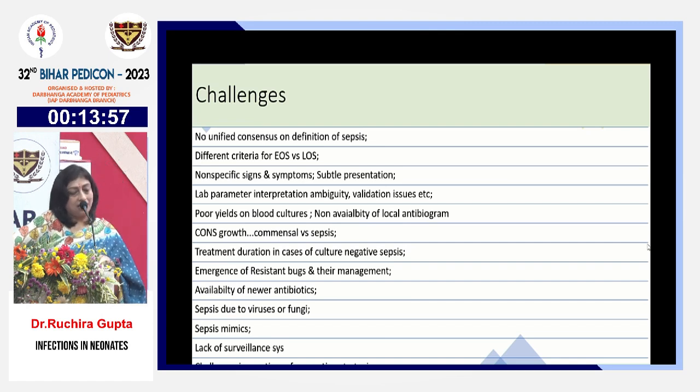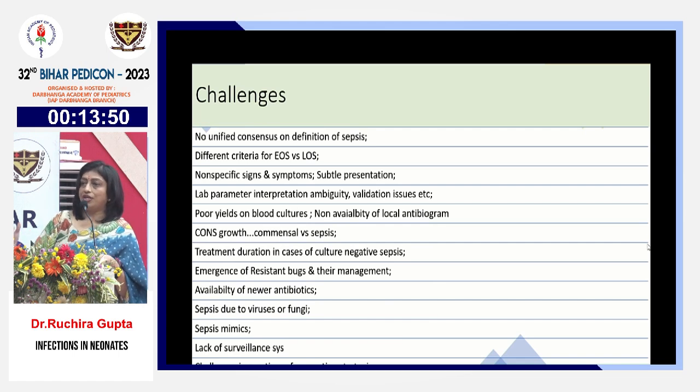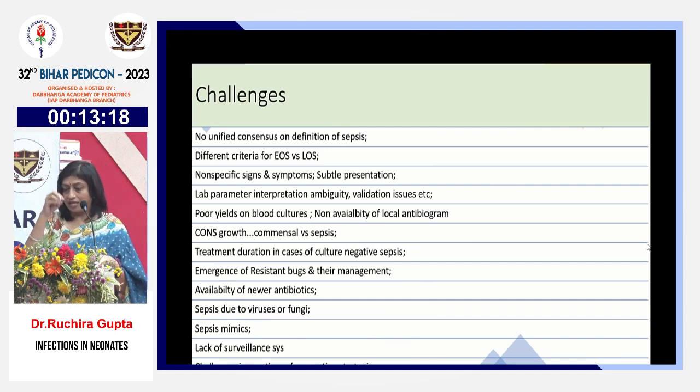Poor yields on blood culture and non-availability of a local antibiogram. Now we all know there are so many challenges when we talk about blood culture. Number one, the availability of blood culture facility. Number two, the correct technique of sending it. Number three, the right kind of blood culture bottles. Number four, the way it should be stored. If we talk about how to store the blood culture bottle when the sample has already been put into it, still so many people have doubts in their mind. So these things need to be clarified.